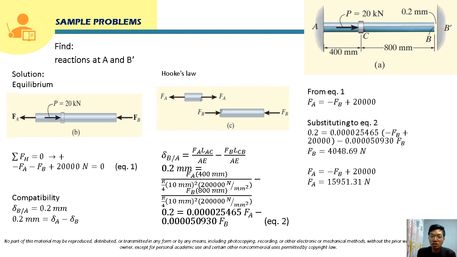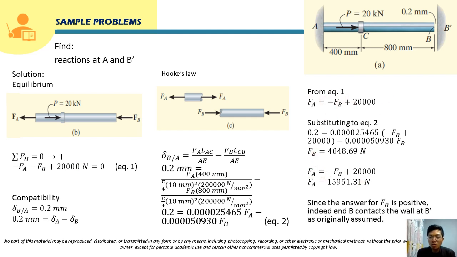Now for the reaction at A. We can use the FB that we already solved, and substitute it into either equation, but in this case let's just substitute here. FA will be equal to negative FB, that is negative 4,048.69, plus 20,000. So this will be 15,951.31 Newton, which can also be 15.951 kilonewton. So this will now be the answer.